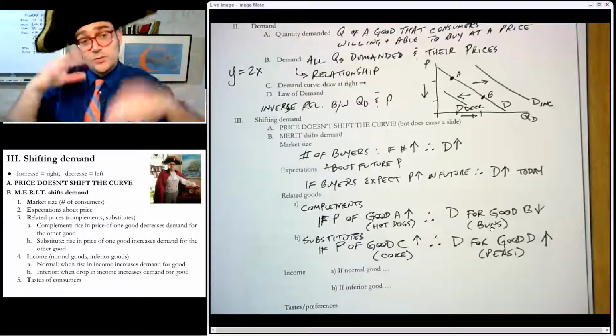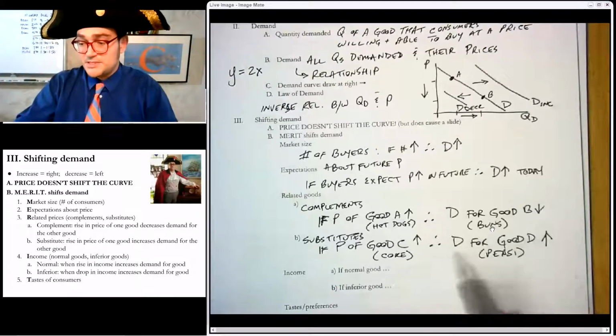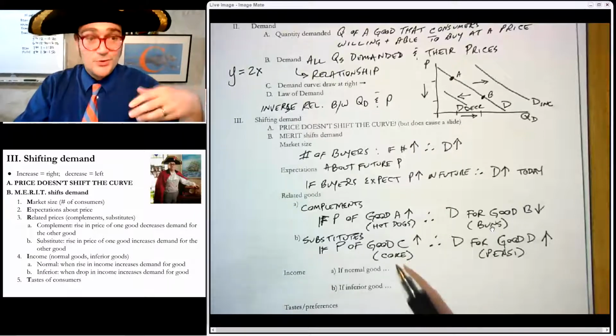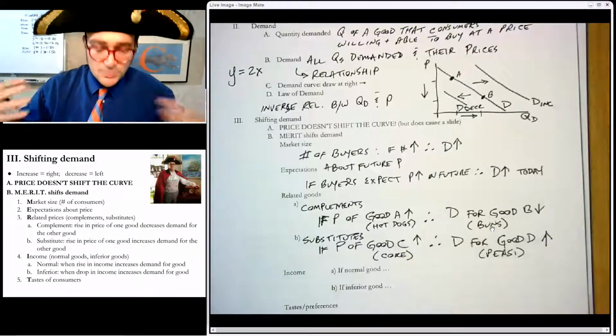And all of these, by the way, work the opposite way as well. So the demand increases for good D in this case because the price of Coca-Cola went up. But what happens if Coca-Cola is on sale this week? Well, if the price of Coca-Cola goes down, then the demand for Pepsi will go down.